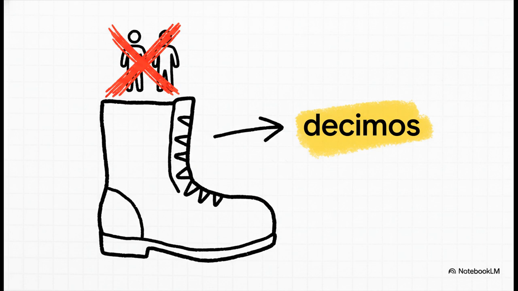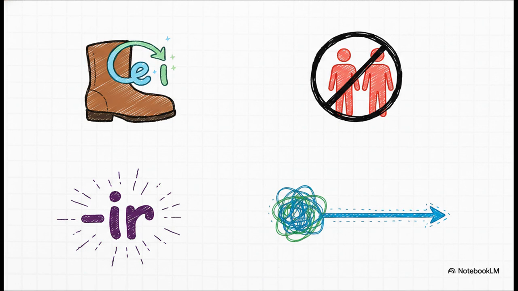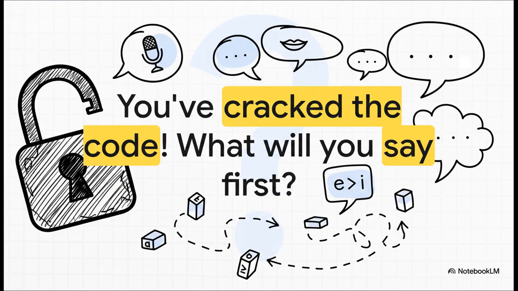You've totally got this. So let's wrap it all up. What are the key takeaways? Number 1, the E to I change happens inside the boot. Number 2, nosotros and vosotros are the rebels outside the boot. They never change. 3, keep an eye out for this pattern, especially with IR verbs. And finally, the most important point of all, what seemed random is actually a simple, reliable, and predictable pattern. You have officially cracked the code. This pattern is yours now.